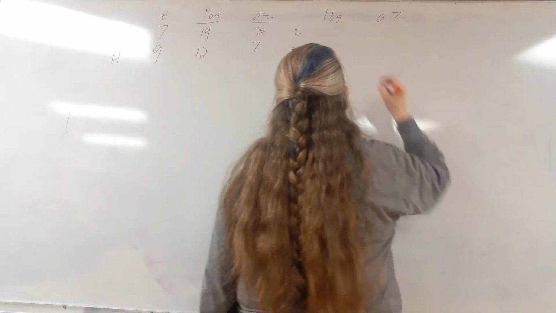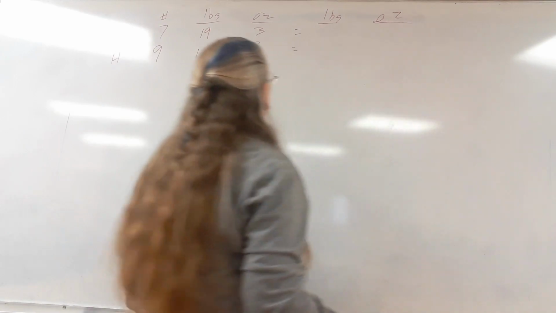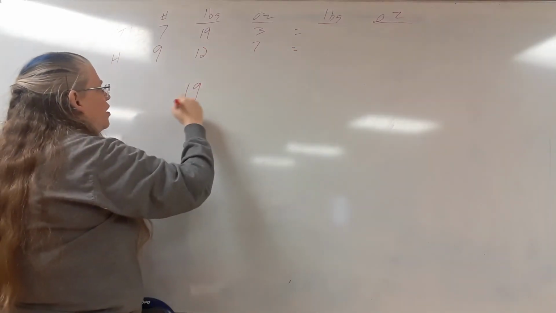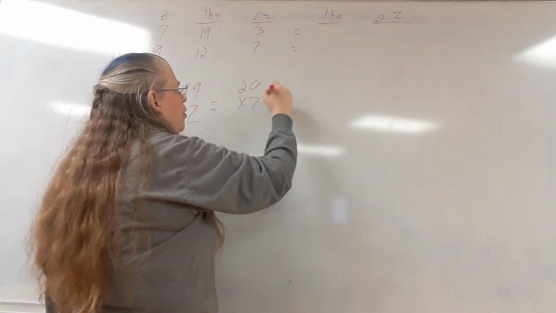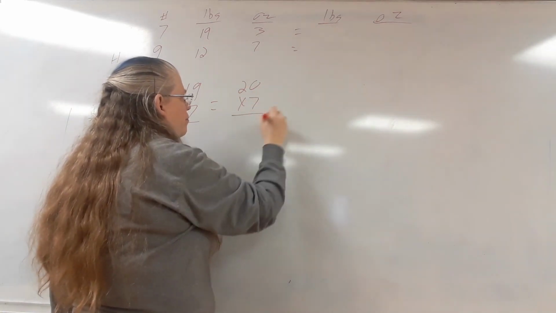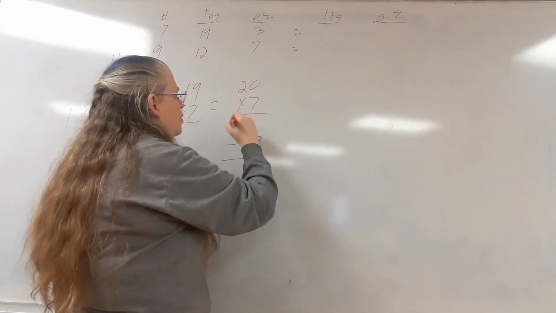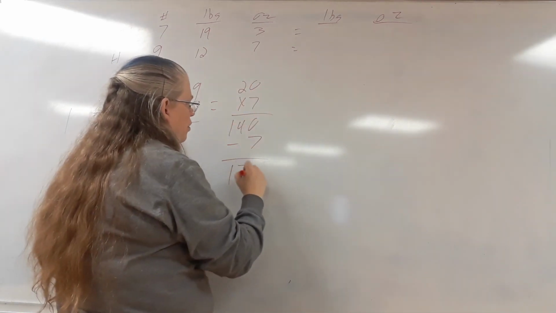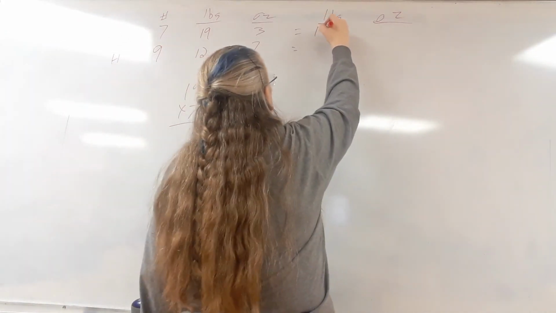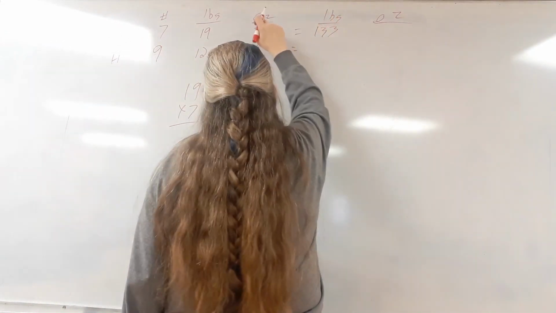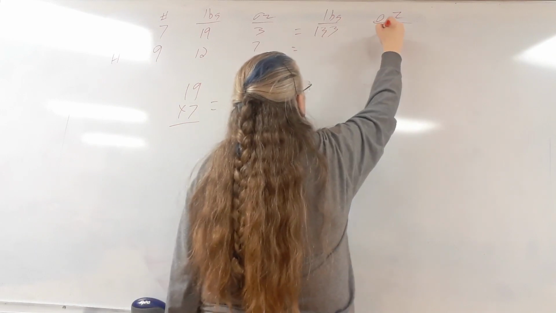All right, so we're going to have pounds and ounces here. 19 times 7 is the same as 20 times 7 minus 7. 20 times 7 is 140, so this is 133. It's 133 pounds. 3 times 7 is 21 ounces.